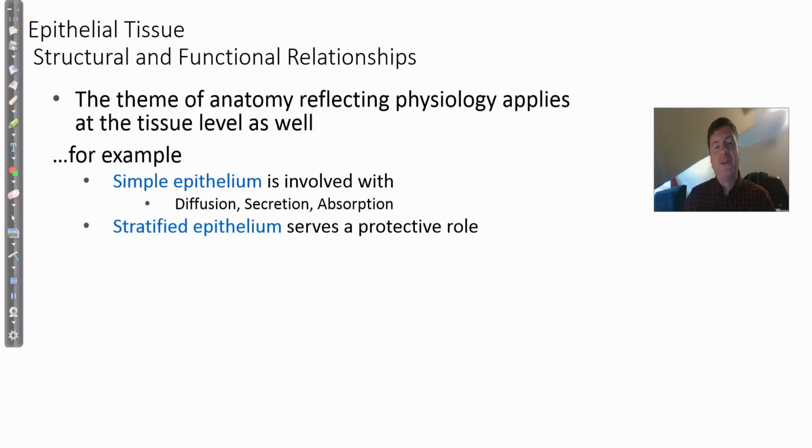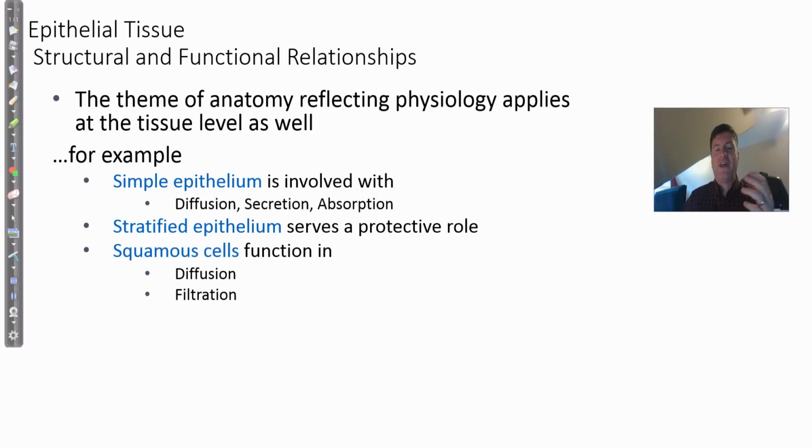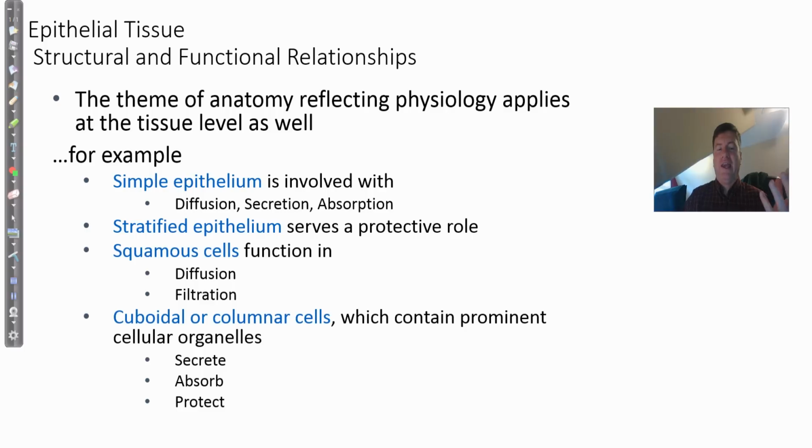Stratified epithelium, though, is going to be far better for protection. If you have like your skin, you want to have multiple layers of cells to protect that. So we're going to see that for a protective role. Squamous cells, again, those cells that are tile-like, are really good for diffusion and filtration. And cuboidal or columnar cells, because they're fatter, usually have more prominent cell organelles, so they're going to be good for secreting and absorbing and protecting.